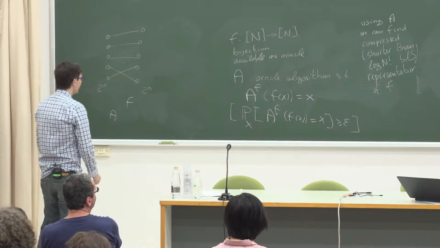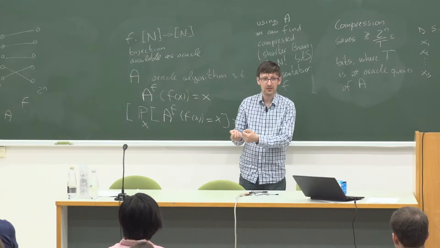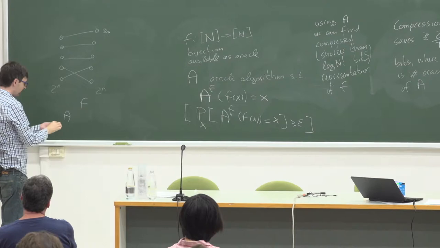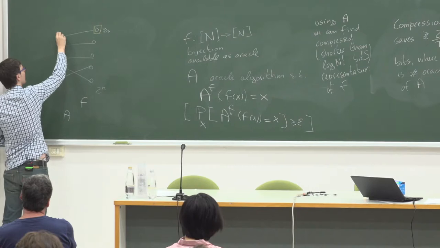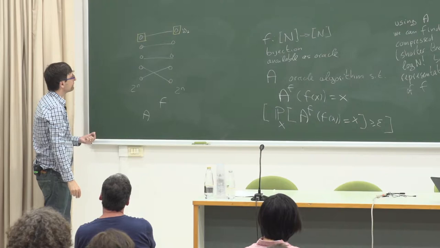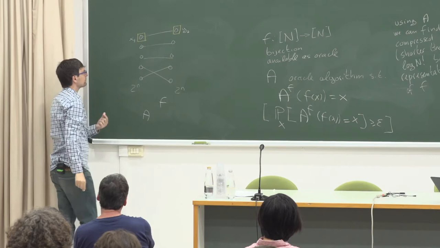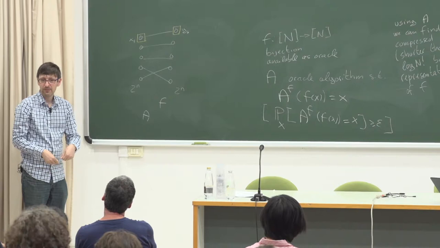So I'm going to mark the inputs that I will not specify in the compression. This will be essentially the space that I save in the compression. Let's call this lexicographically first possible output y1. I will not specify the preimage of y1, let's call it x1. This is okay to do if A, when given input y1, makes only oracle queries that are specified in the compression, because then A will do its computation and will invert y1.